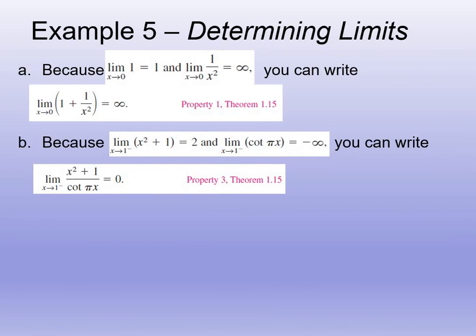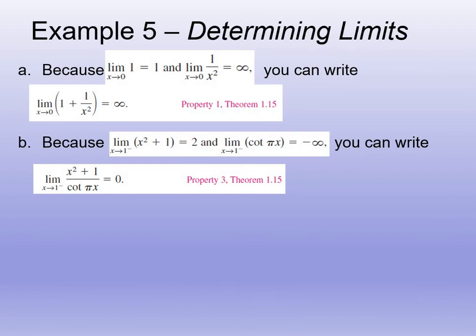So let's take a look at this example here. We have the function x squared plus 1 over cotangent of pi x, and we're going to look at it as x approaches 1 from the left-hand side. Okay, so we're going to break this into its two pieces here. If we substitute 1 in for x squared, we get 1 squared plus 1, and that's 2.